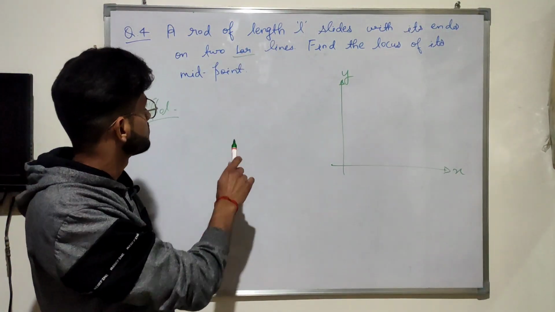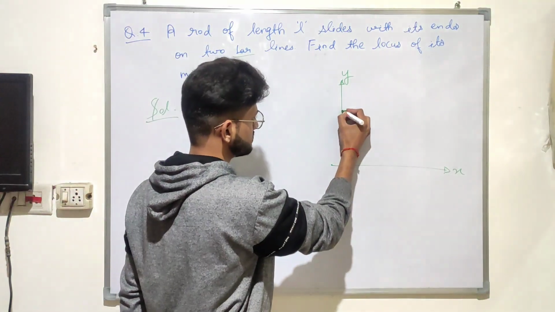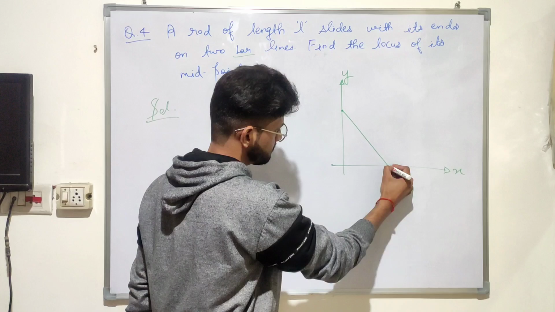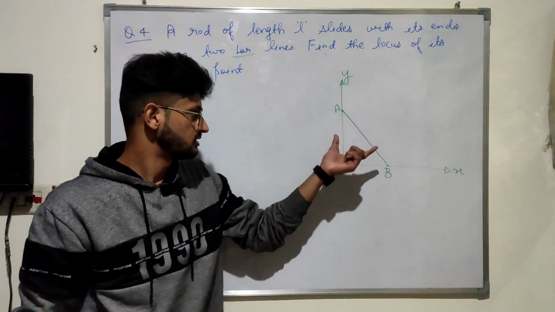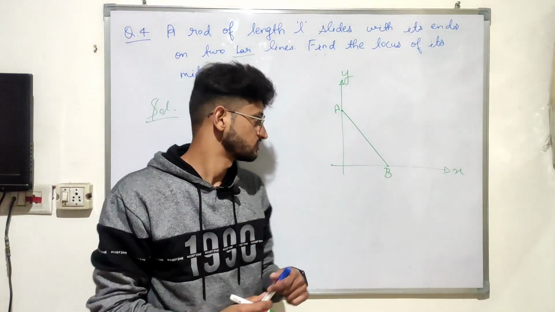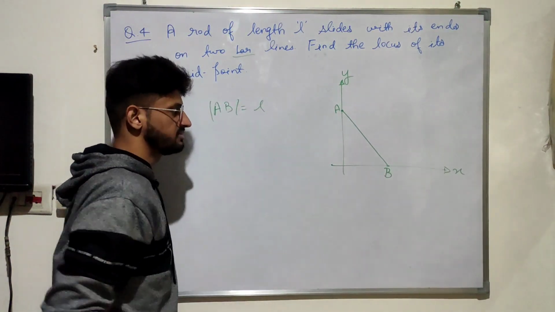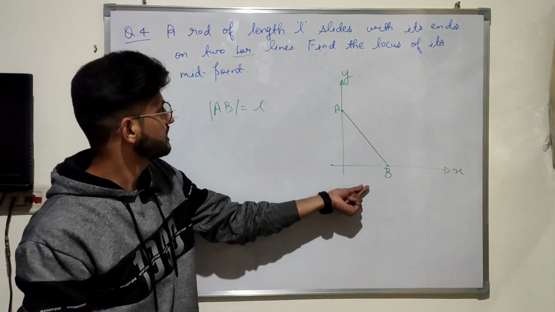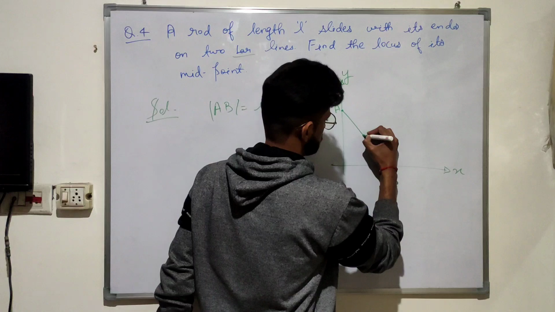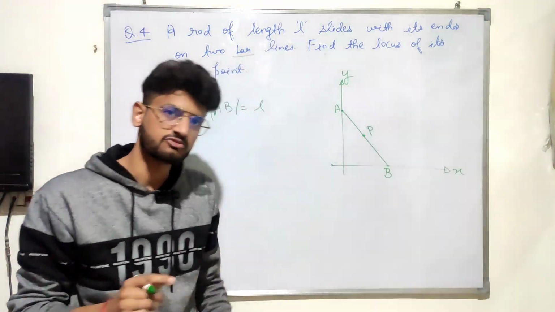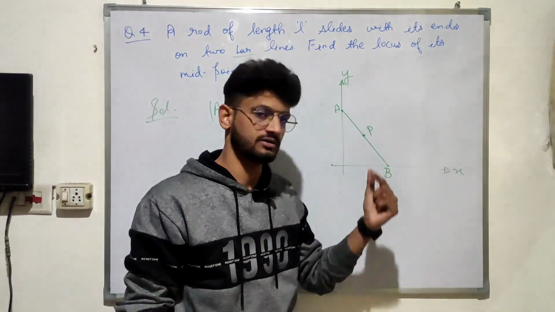Now it is saying a rod of length L slides with its ends on two perpendicular lines. So let's say it is sliding in this way. These are two ends. Let's say this is A and this is B. So our rod AB of length L is given. The length of AB is going to be L, which is given in the problem itself. And it says to find the locus of its midpoint. In the problem itself, it has mentioned that our locus is going to be the midpoint of this rod AB.